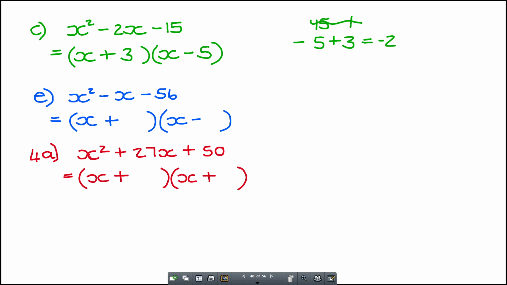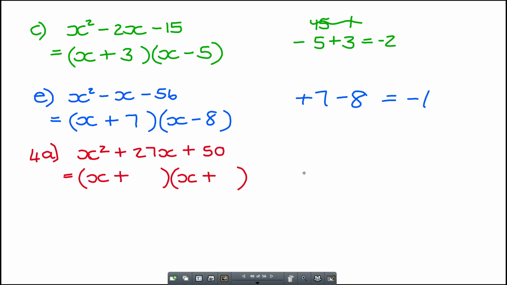Then x squared minus x minus 56. Now the minus told me that it would be x plus something and x minus something. Factors of 56 will be what? 7 times 8. Right. Okay, I'm going to use that to get minus 1. So I'm going to say minus 8 plus 7 because that's going to give me minus 1.